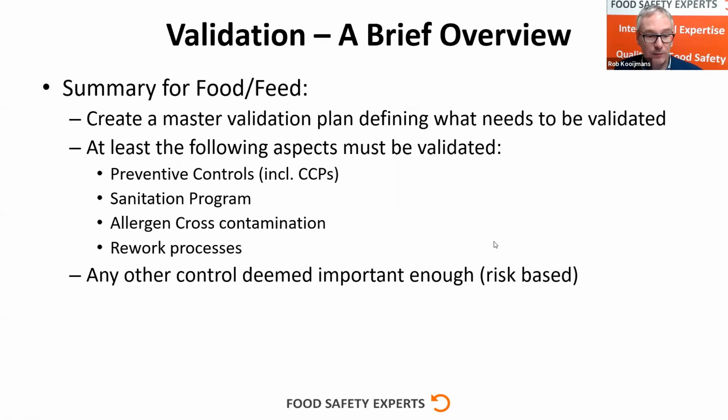But, and that's again linking it back to your master validation plan, and you do the same thing in pharmaceutical companies, you actually look at what are the risks involved in my processes, and what risks do I need to control. So what risks are of a high enough, you might say, urgency that I really want to do something with it. And that's where any other control deemed important comes in. So the high risk activities, you want to validate those as well.